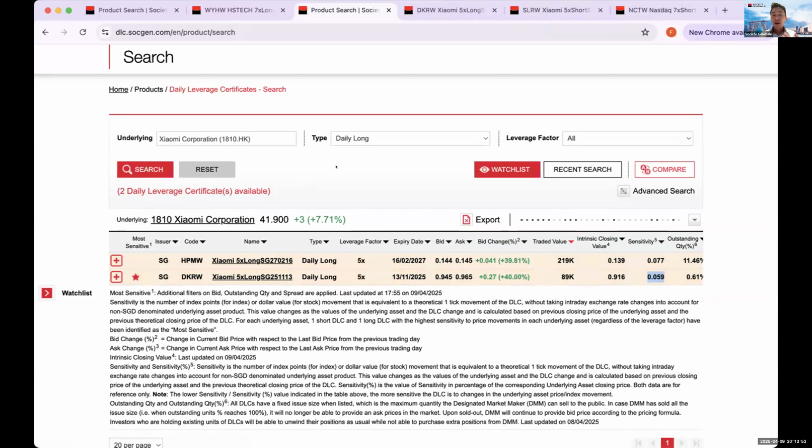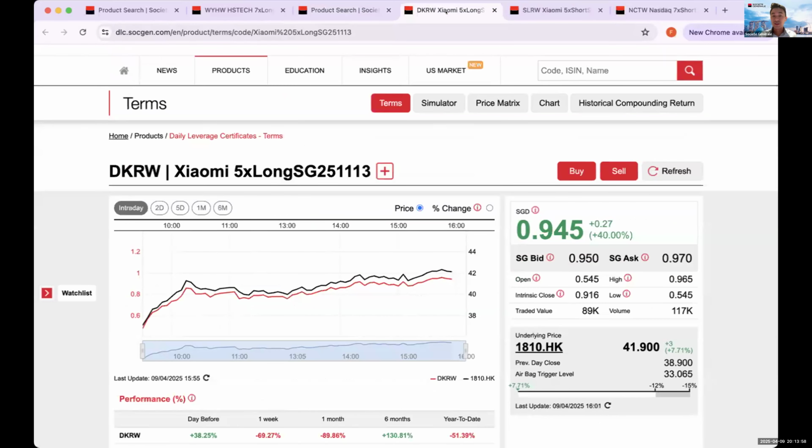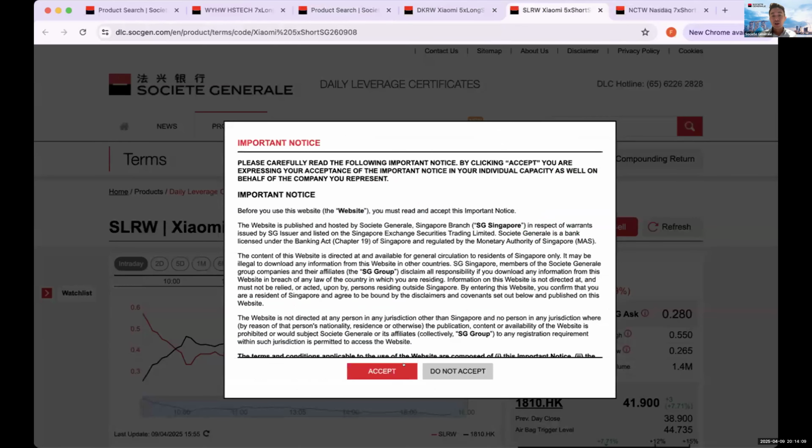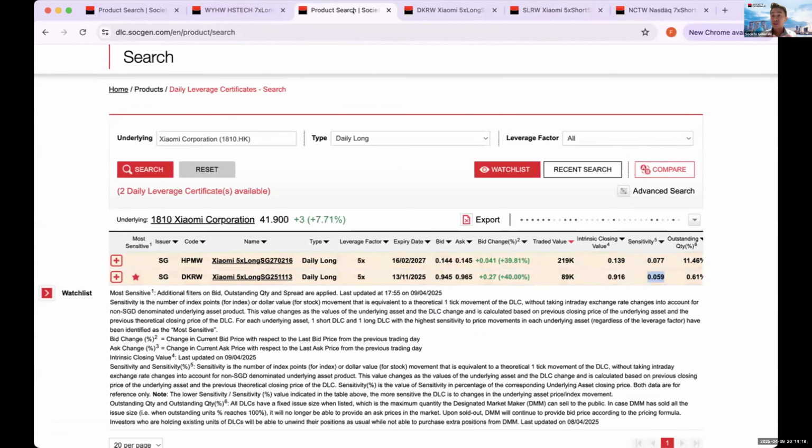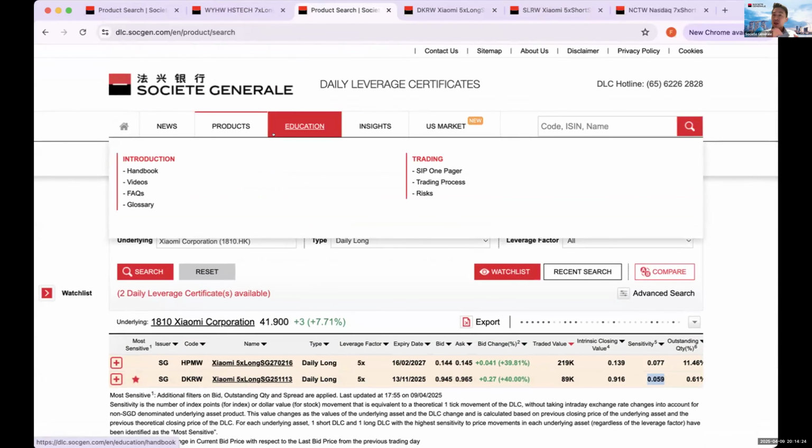All right. So Alibaba and Xiaomi are some examples over here of Hong Kong stocks you can gain exposure to using the DLCs. Today, Xiaomi is one of the top performers. It's up 7% or close to 8%. And so the Alibaba long DLC DKRW was up around 40%, while the Xiaomi short DLC was down around 40%, as well as LRW. Okay, so remember to select the right DLC for your target exposure. Always choose the more sensitive one, and you can always look out for the red star indicator for the more sensitive DLC over here.